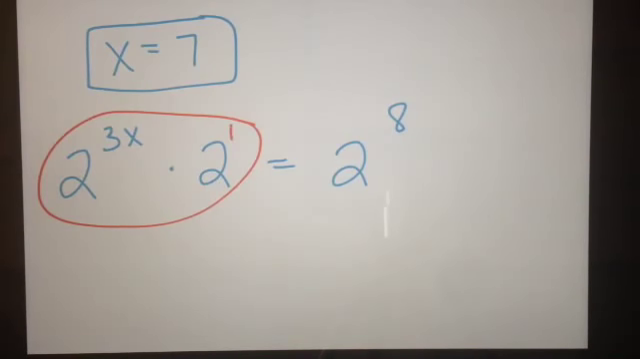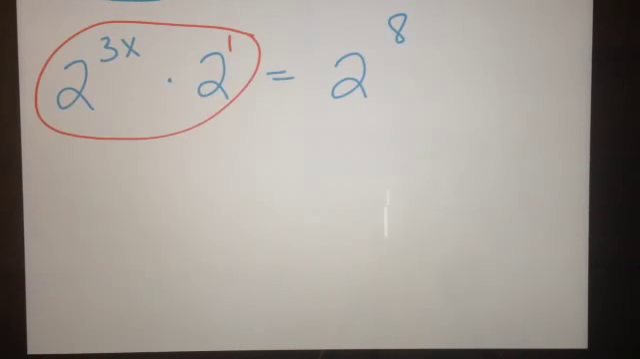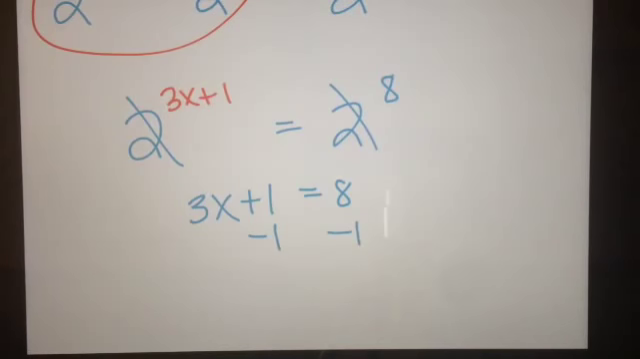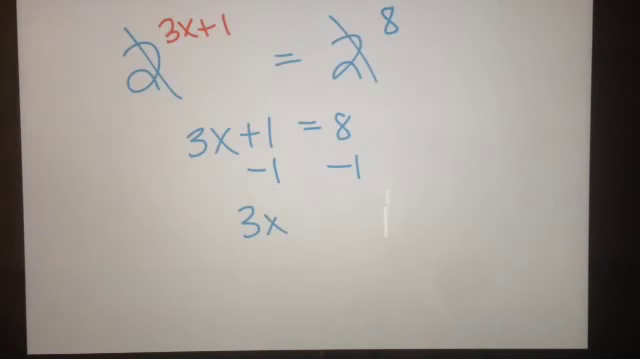And so I'm going to go ahead and rewrite that problem with those exponents added together. So 2 to the 3x plus 1, adding the exponents together, equals 2 to the 8th. And now I know that since the 2's match up, those exponents must be the same. So I'm going to basically ditch the bases, and solve the equation 3x plus 1 equals 8. So I will minus 1 from each side. 3x equals 7. And then I'll divide by 3 on each side. And so x equals 7/3.